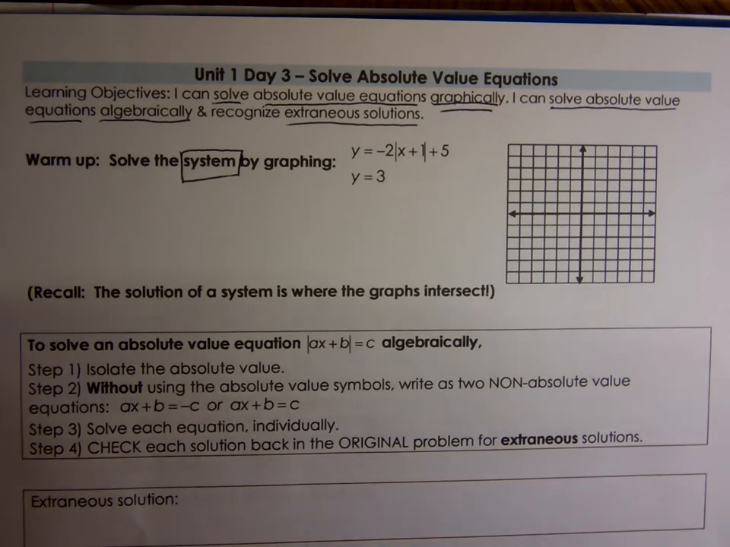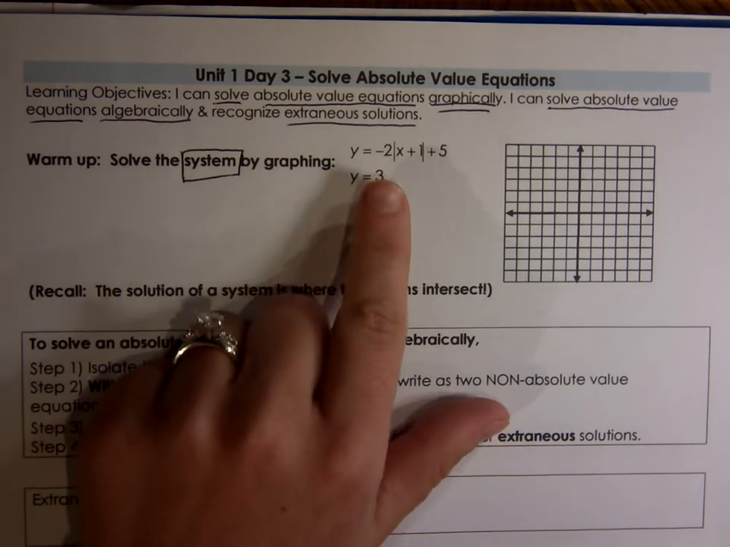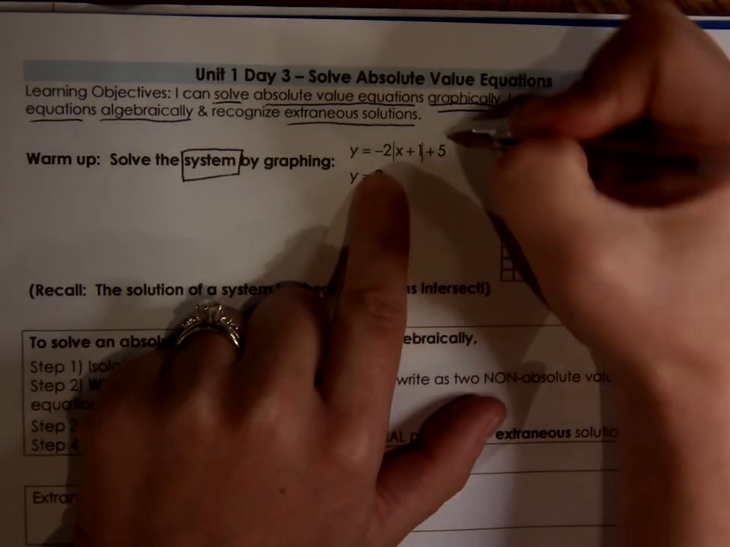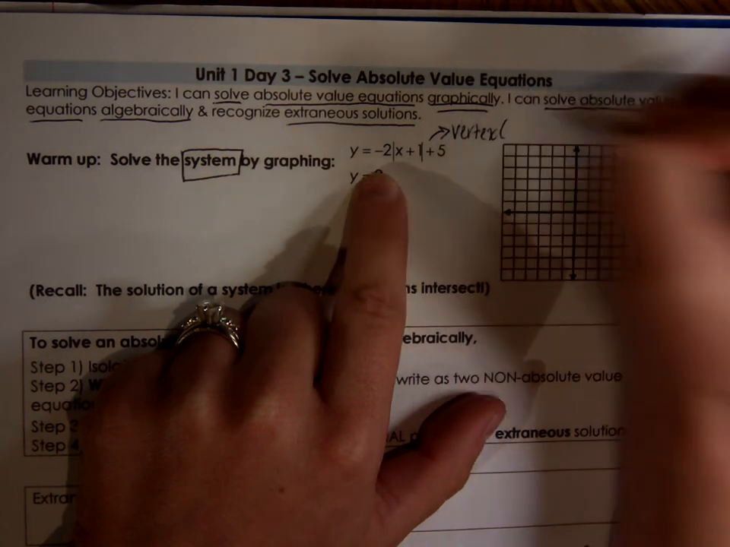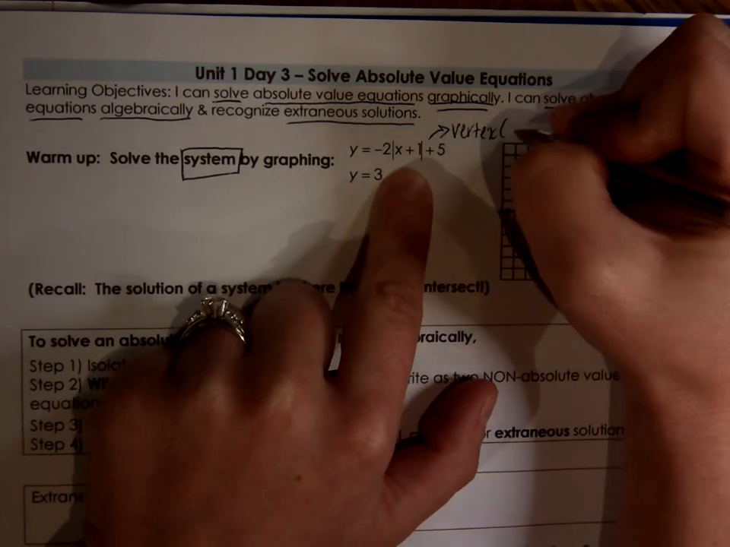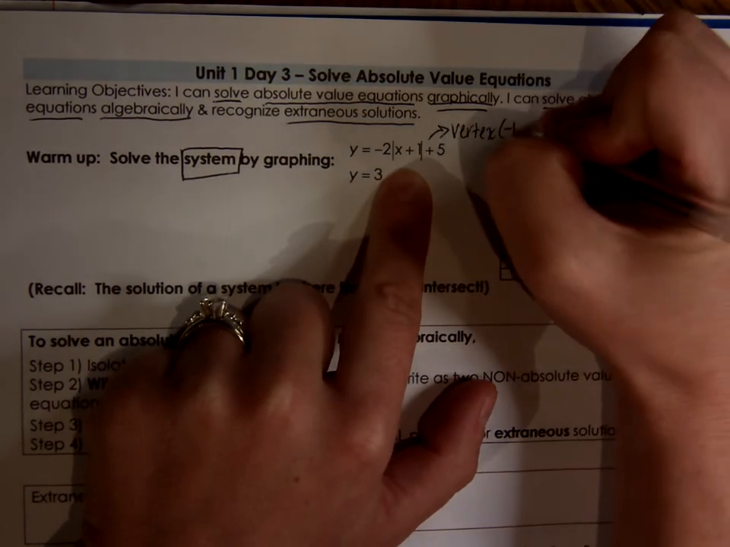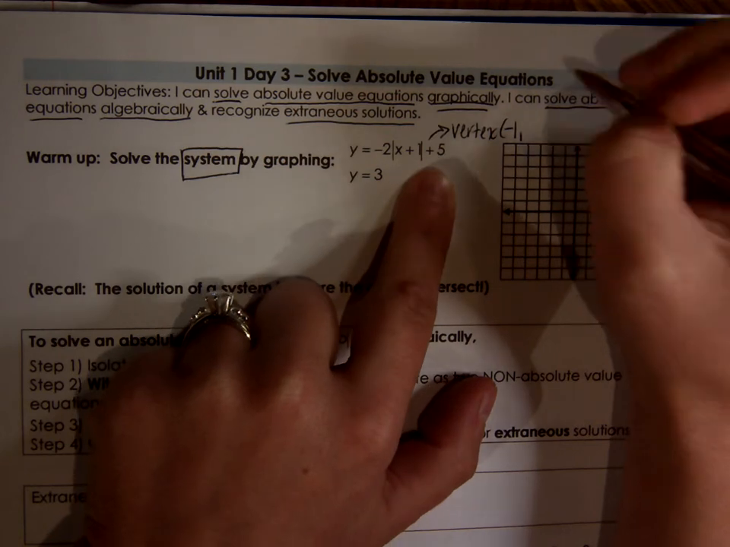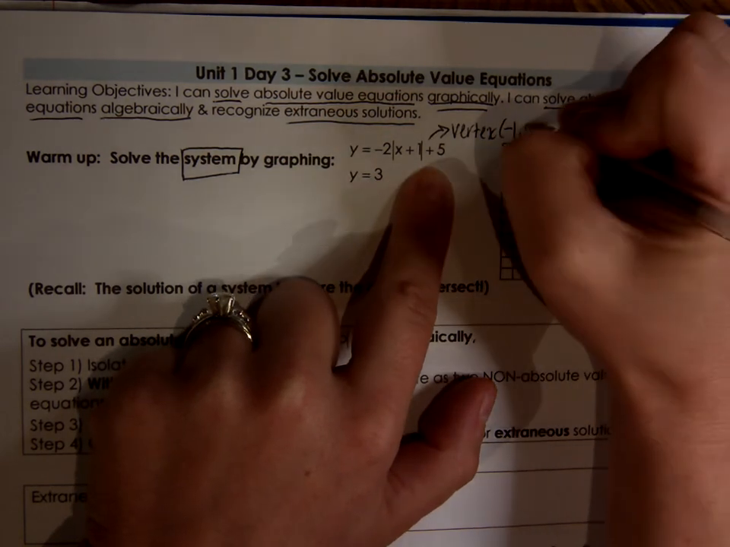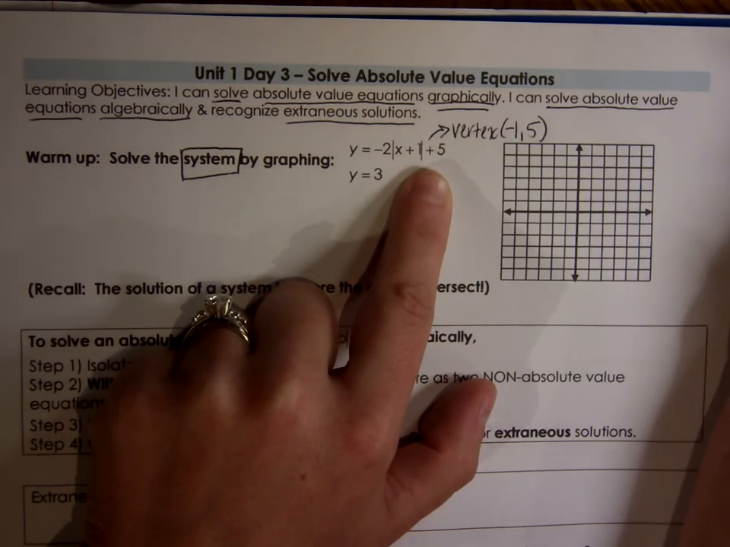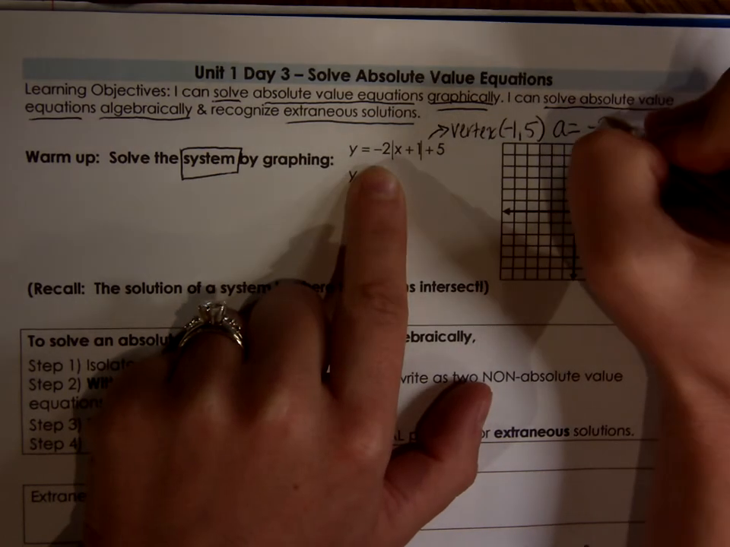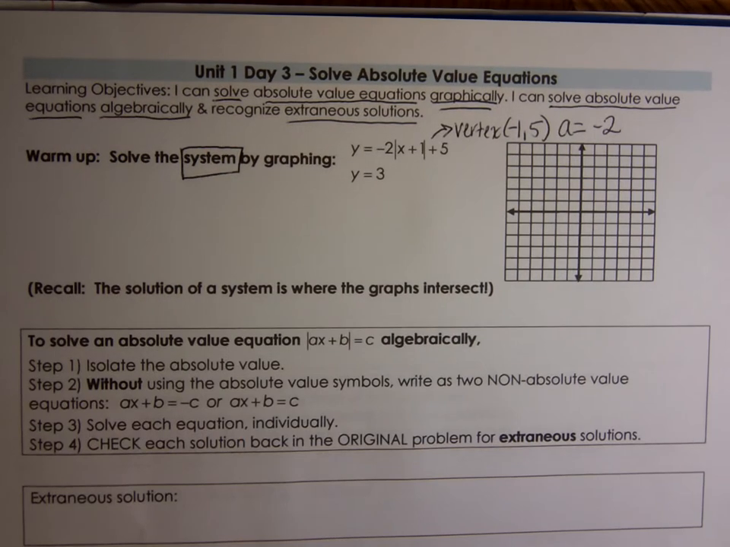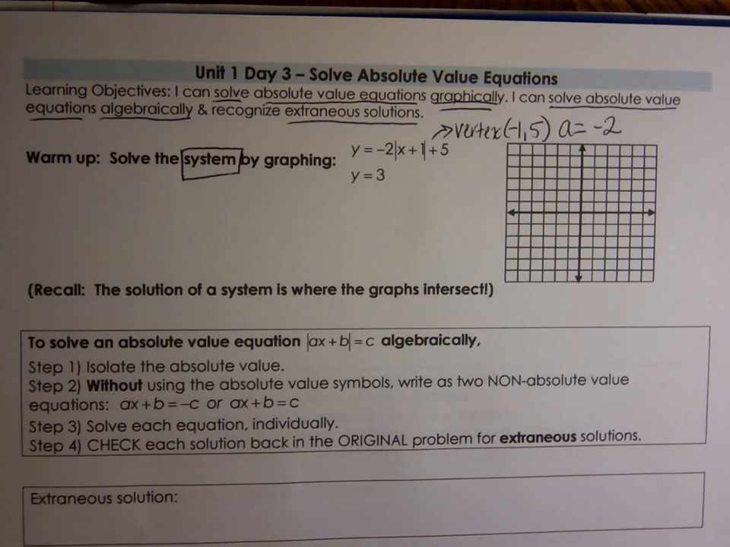All right, we have ourselves an absolute value function, and in this absolute value function, our vertex is going to be located at the opposite of what we see inside, which is -1, and then exactly what we see on the outside, which is 5. So -1, 5. Our A value in this case is -2. So please go ahead and pause the video and graph this absolute value function.